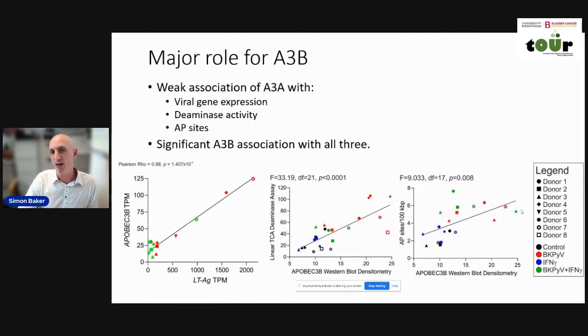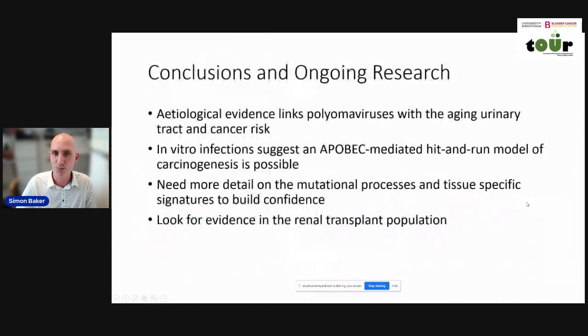Which Apobec is the most important is an open question. So we found a weak association for A3A with viral gene expression, deaminase activity, and those AP sites. But we found a strong and significant association for Apobec3B with all of them. So at the moment, our data supports A3B as the major mutagenic Apobec in viral infections in the urothelium. So here's the association of Apobec3B with large T antigen, with the deaminase assay, and with those AP sites.